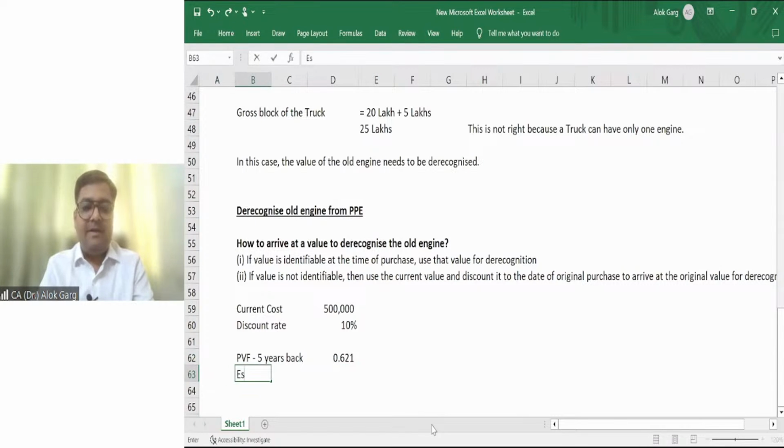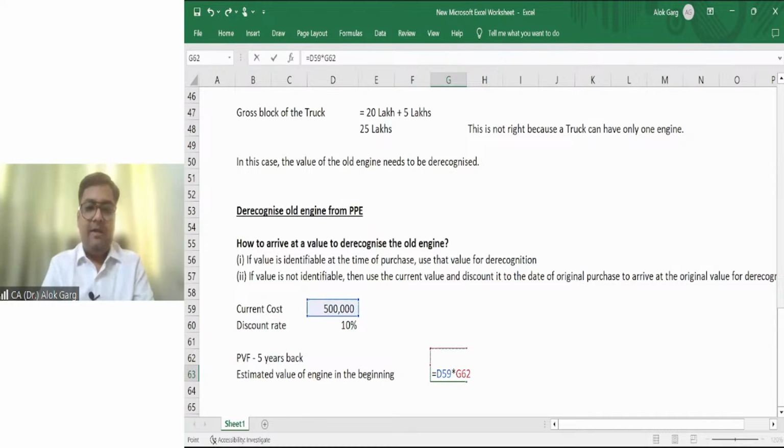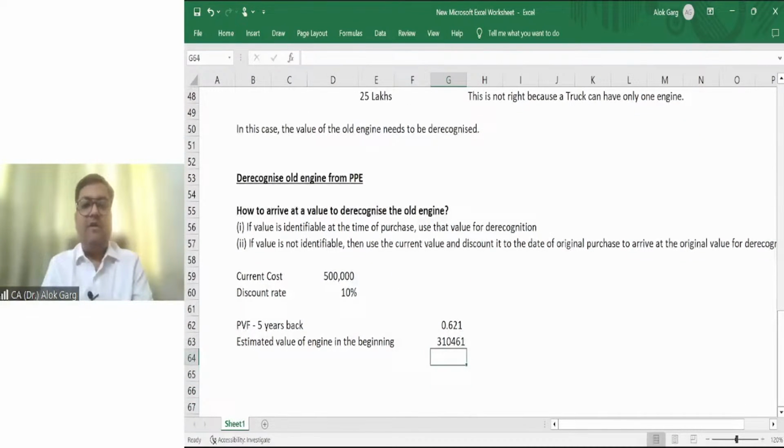What is my estimated value of the engine in the beginning? It is 5 lakh multiplied by 0.621, which is 310461. Right? This is the estimated value of the engine in the beginning. Now, friends, I got the estimated value in the beginning. Now I need to compute the carrying value.